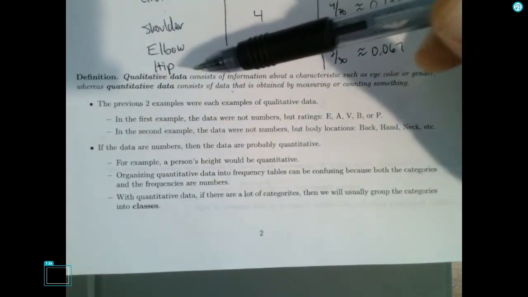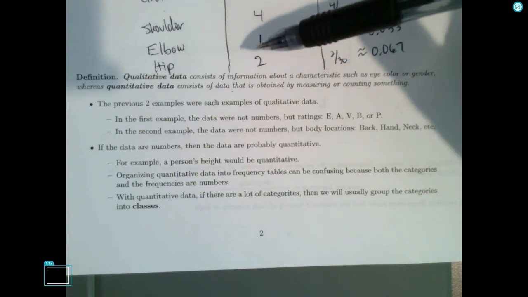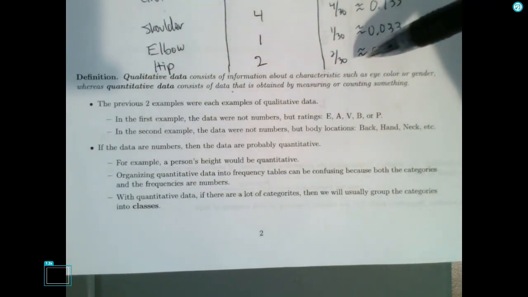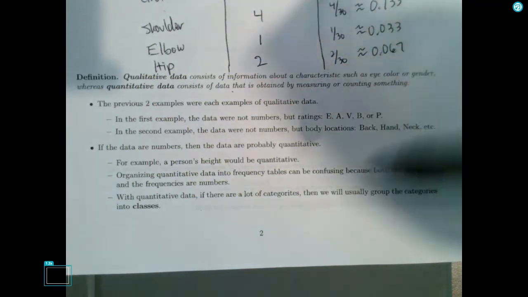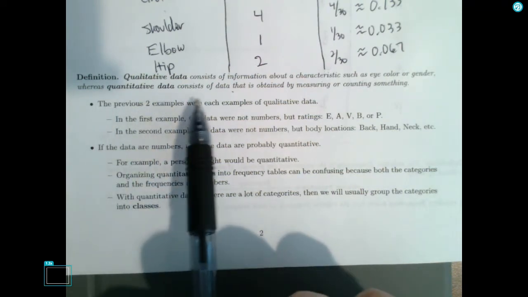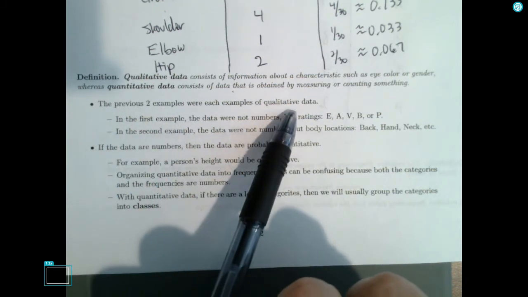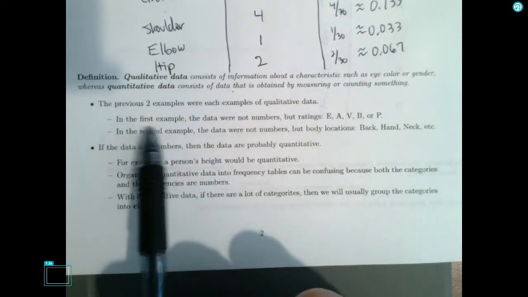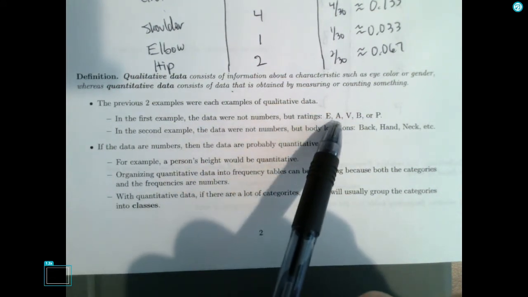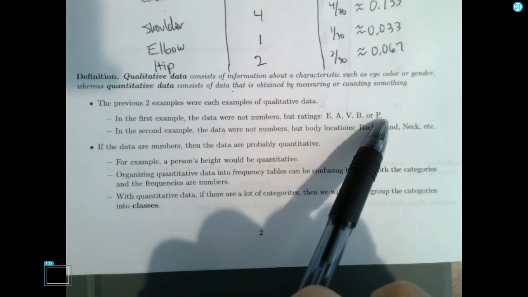So qualitative data consists of information about a characteristic such as eye color or gender, whereas quantitative data consists of data that is obtained by measuring or counting something. So the previous two examples were examples of qualitative data. In the first example, the data were not numbers, they were ratings, right? Excellent, above average, average, below average, poor.